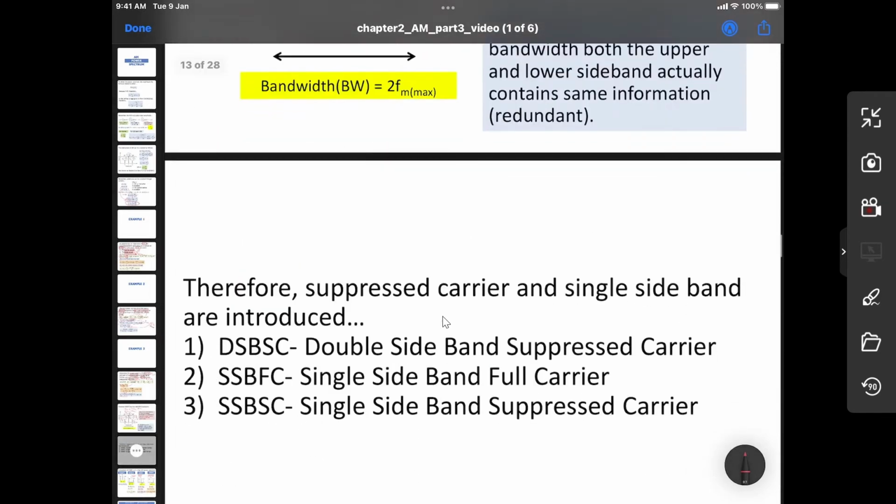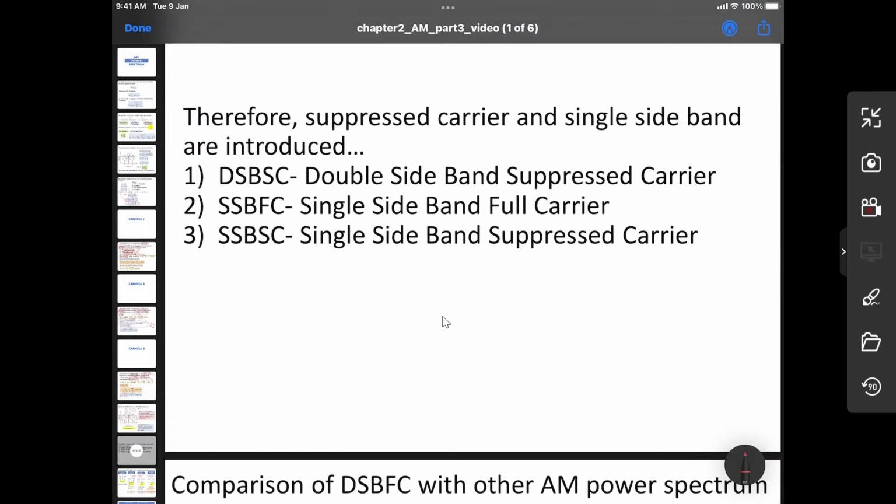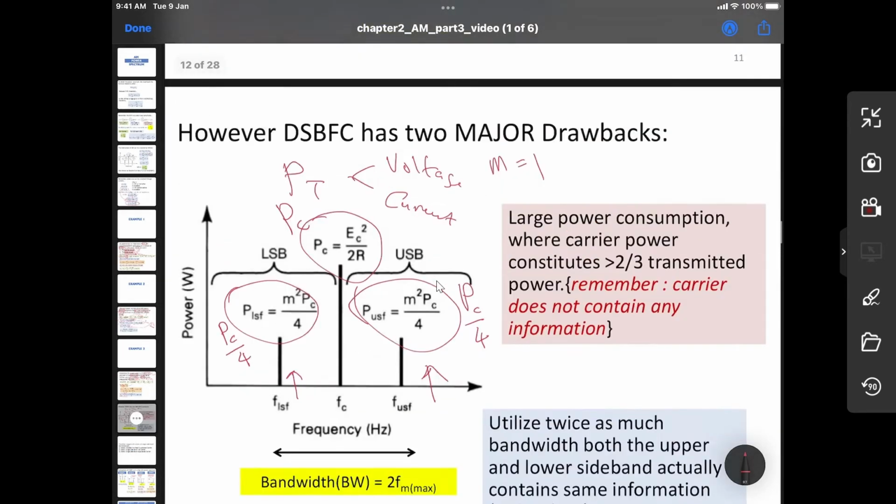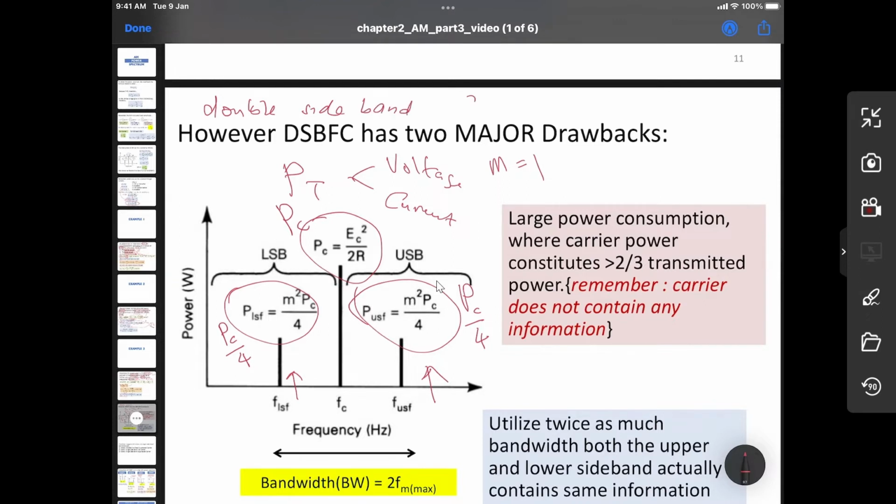So people introduced double sideband suppressed carrier, double sideband full carrier, single sideband full carrier, and single sideband suppressed carrier. So the previous one, this one is known as the double sideband full carrier. Double sideband full carrier, meaning that you have the carrier, you also have the two sidebands, okay? So that is the meaning of DSBFC, okay? DSBFC here, that's the meaning of the double sideband full carrier.